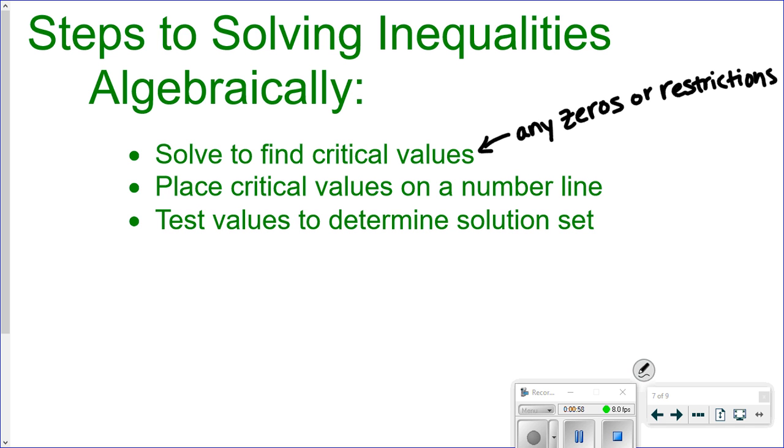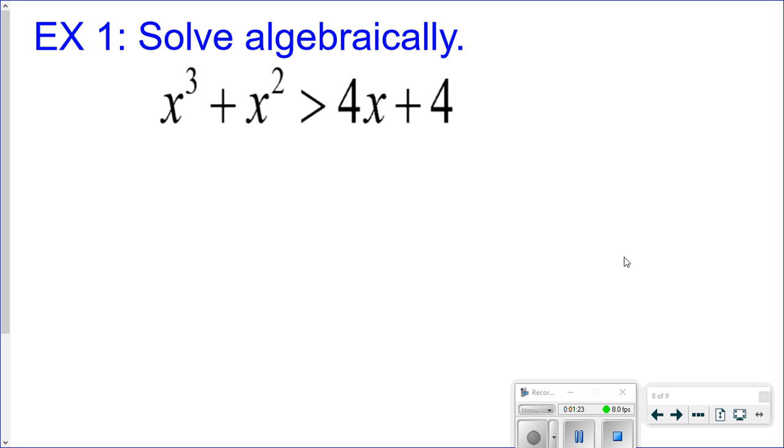So remember, restrictions are those numbers that make your denominator 0. Or like we saw when we graphed rationals, the vertical asymptotes. Those are your restrictions. Then we'll place these critical values in order on a number line, and then test values to determine a solution set. So this is going to be very similar to how we do domain.